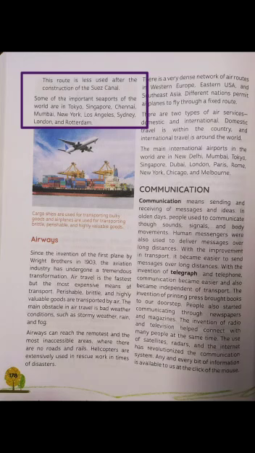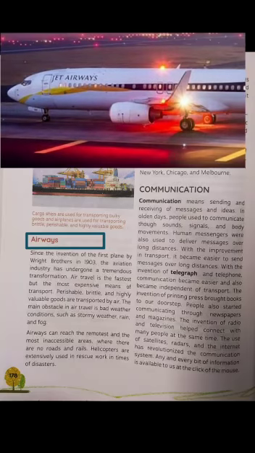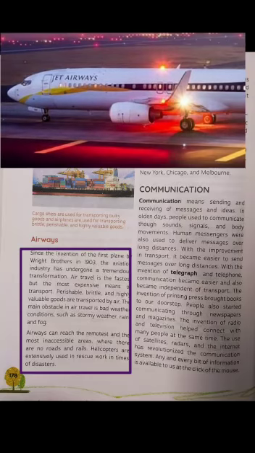Some of the important seaports are Tokyo, Singapore, Chennai, Mumbai, New York, Los Angeles, Sydney, London and Rotterdam. The last type of transport is air transport. What is air transport? The transport which is done through air is called air transport or airways.